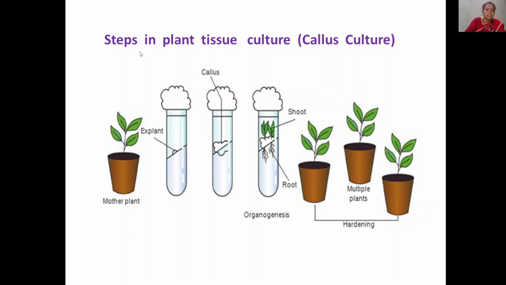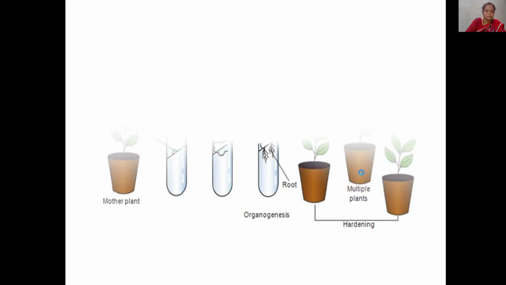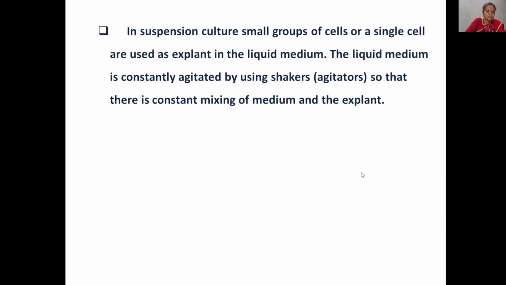Here we see a diagram of the steps in plant tissue culture, that is callus culture. Here we see the mother plant, then explants in a test tube, then formation of callus, and then formation of shoot and root, that is organogenesis. Here organs are produced. Shoot and roots are the organs of a plant body, and then multiple plants are produced, that is hardening. Callus can be induced to form roots and shoots.